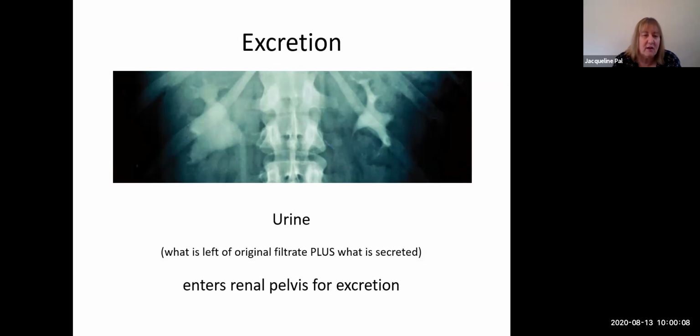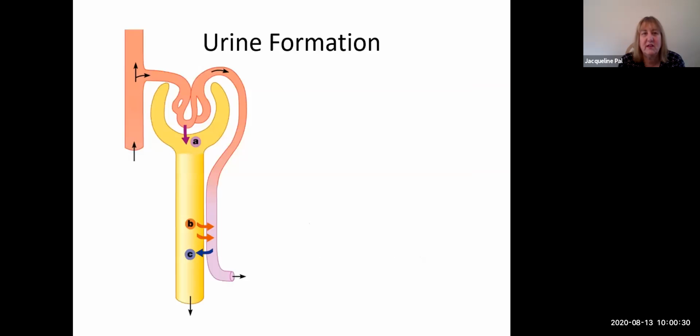So what is urine? We have this original filtrate. We sent tons of it back, and then we actually secreted a little bit more. That's what urine is. So it's what's left of the original filtrate plus what was secreted into what was left of the original filtrate. And this enters the renal pelvis to be excreted. So when we look at urine formation, in the most basic physiology, there are going to be 3 steps.